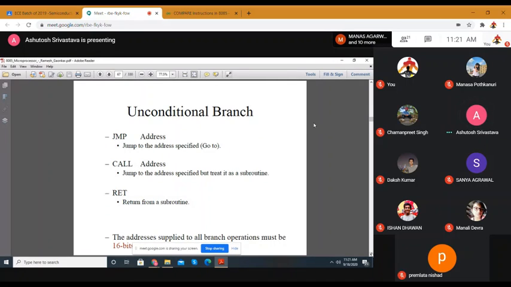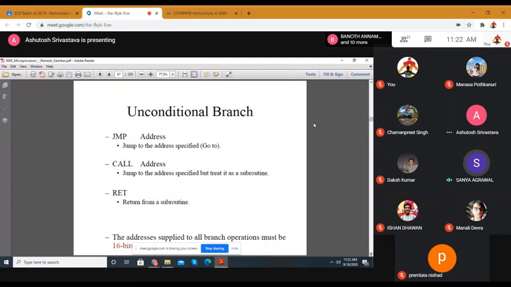So in this, it jumps to the address specified but treats it as a part of that particular subprogram or your subroutine. And the third one is return. So it returns from that particular subroutine. Is that clear?